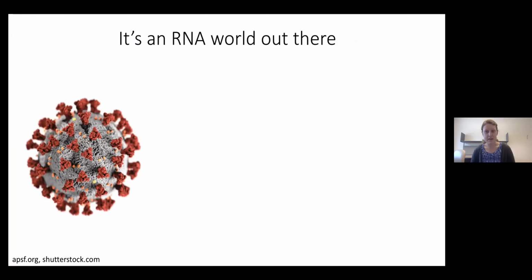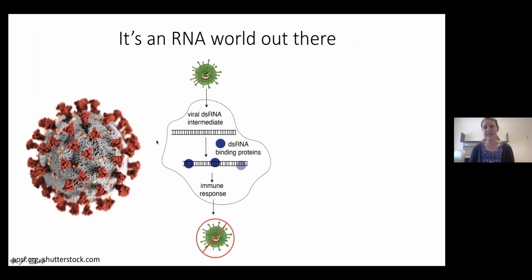So how do we as organisms fight these type of viruses so we can go on and live another day? Very simplistically, these viruses that are RNA viruses have a viral double-stranded RNA intermediate, where these double-stranded RNAs can be targeted by double-stranded RNA binding proteins. This will then elicit an immune response, leading to the destruction of the virus.